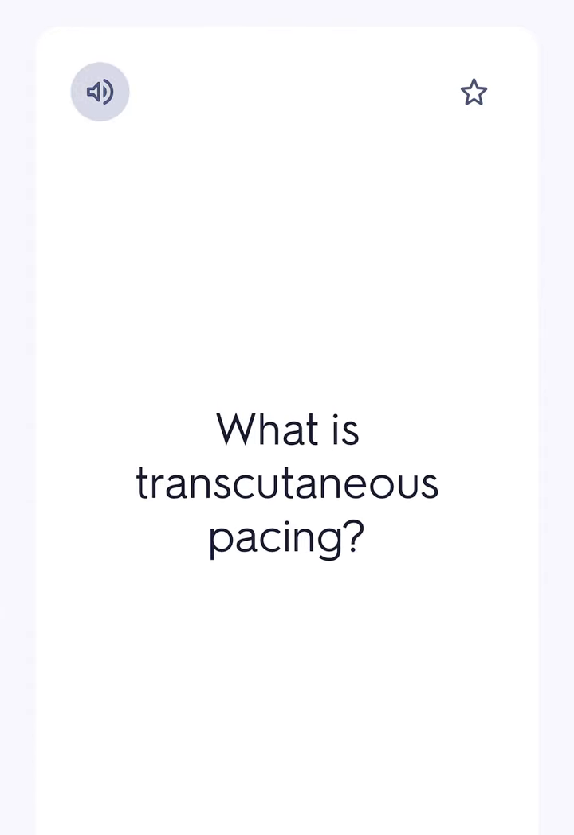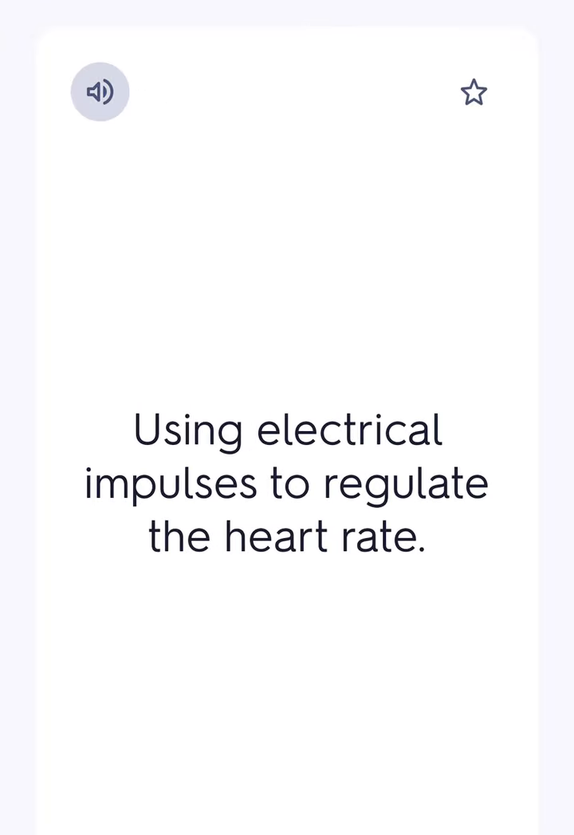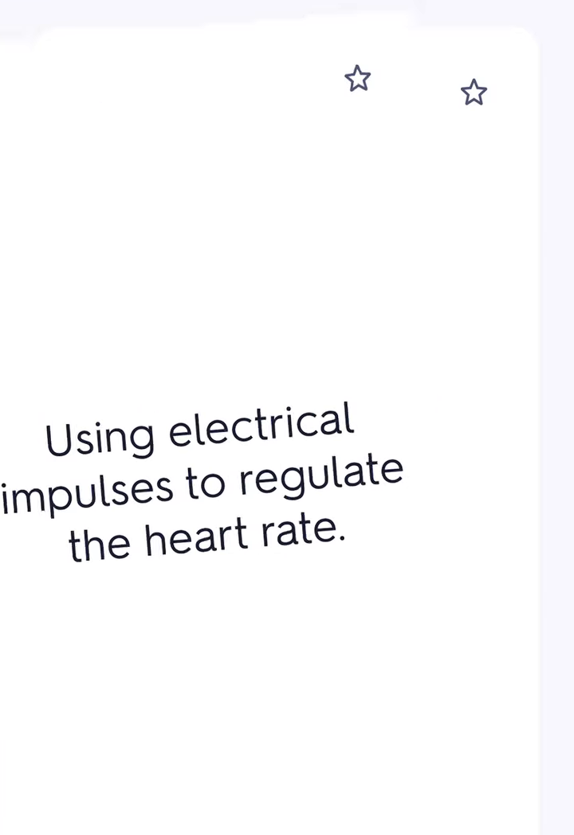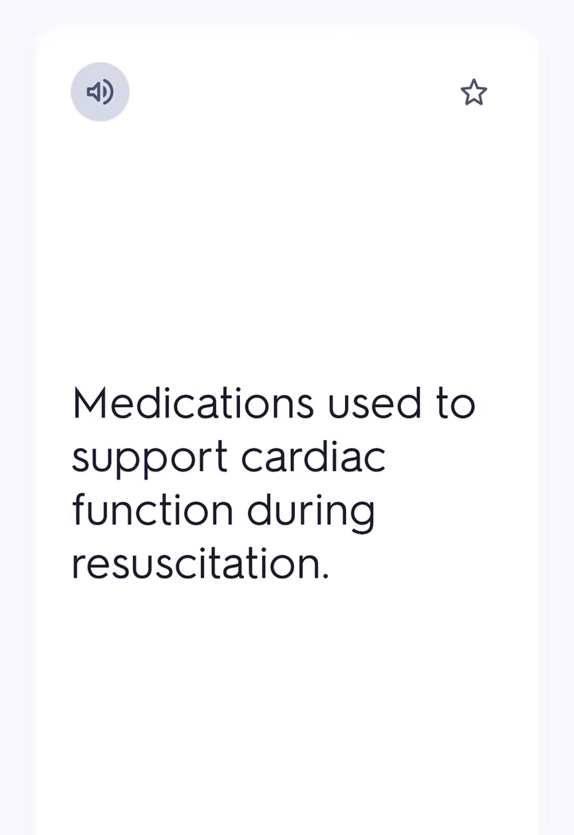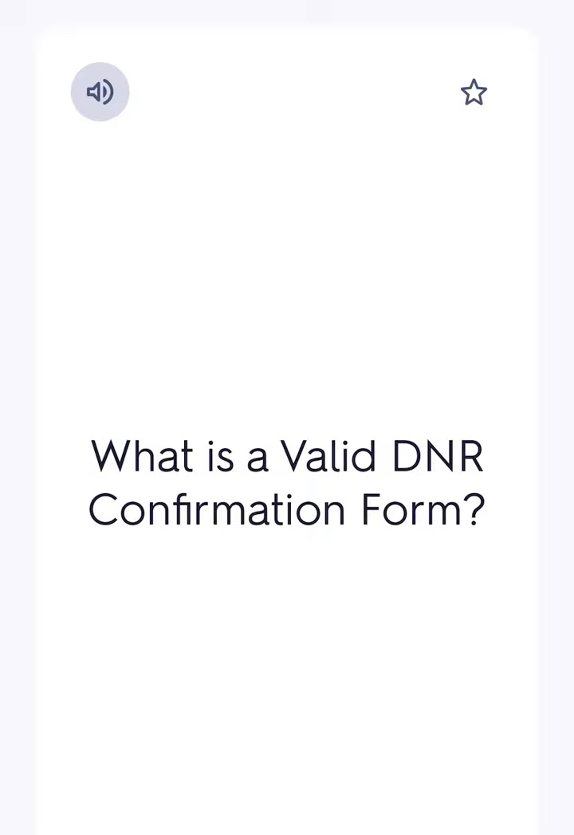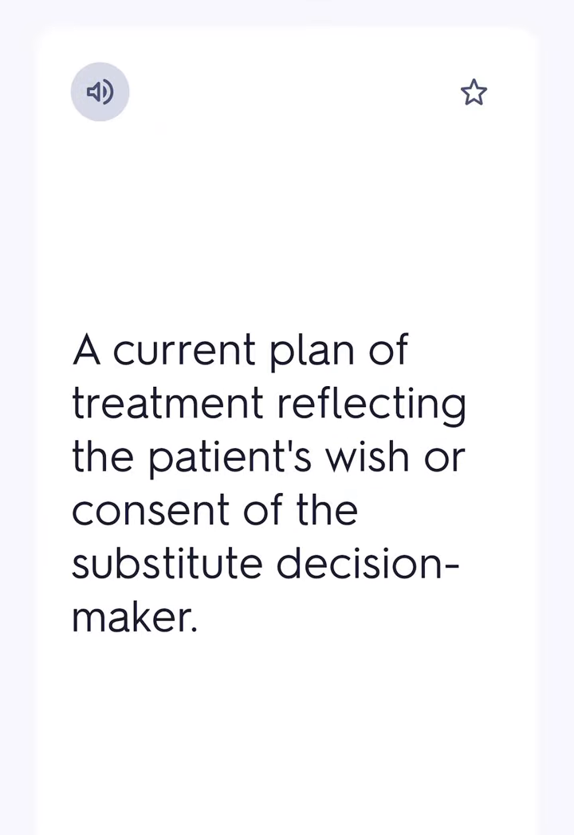What is transcutaneous pacing? Using electrical impulses to regulate the heart rate. What are advanced resuscitation drugs? Medications used to support cardiac function during resuscitation. What is a valid DNR confirmation form? A current plan of treatment reflecting the patient's wish or consent of the substitute decision maker.